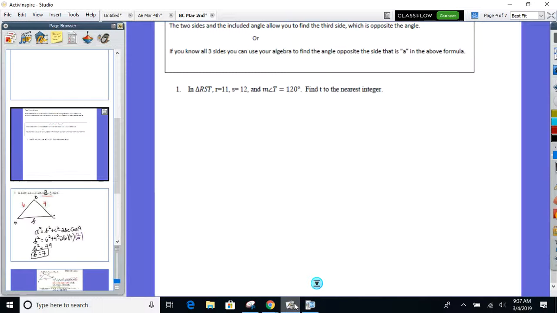I don't even want to talk about this new law of cosines yet. I want to show you guys why we need it. So right away, go ahead, set up the diagram for problem number one. Go ahead, draw a triangle RST with those measurements for me.